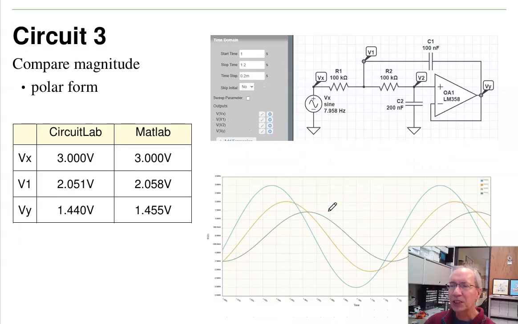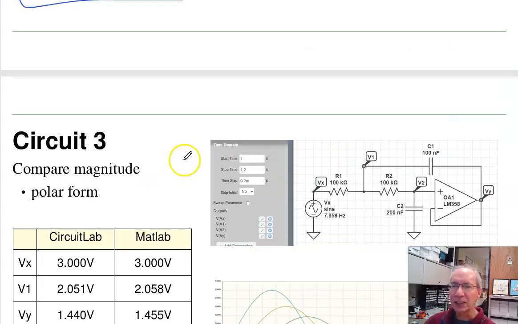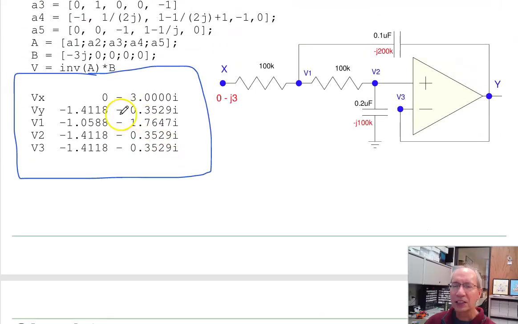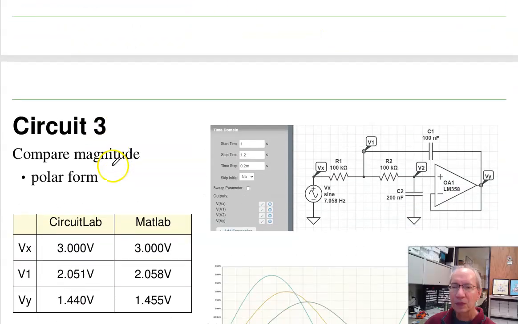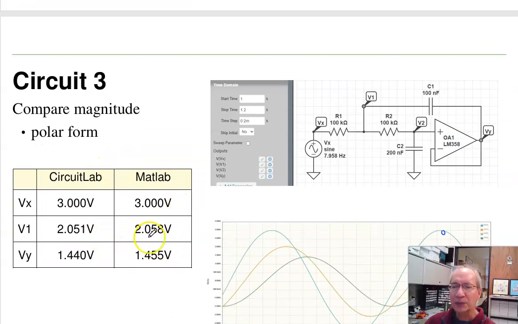Third approach is to check your answers in Circuit Lab. Build the circuit, find the voltages, do a time domain simulation, let it run for a couple cycles, pull out the peak voltage. That should match the calculations. So here's the peak voltage in Circuit Lab. Here's what we calculated. Take these voltages, find the magnitude, and they pretty much match up.